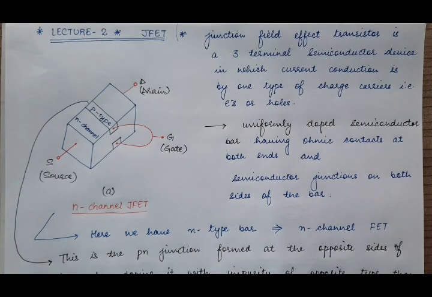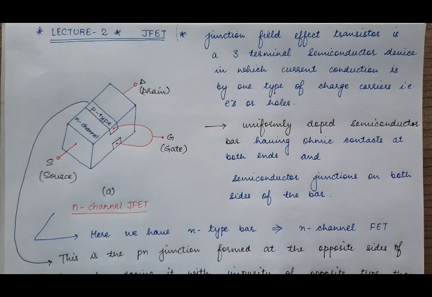So in the previous lecture, we studied the comparison of FET with BJT, and we also discussed the various types of FET, which are JFET and IGFET, or you can say MOSFET. So today we will start discussing the junction field effect transistor, the first type of field effect transistor, in detail.